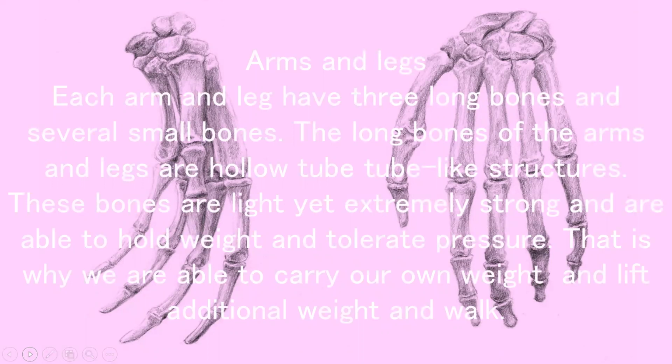Arms and legs. Each arm and leg has 3 long bones and several small bones. The long bones of the arms and legs are hollow tube-like structures. These bones are light, yet extremely strong and are able to hold weight and tolerate pressure. That is why we are able to carry our own weight and lift additional weight and walk.